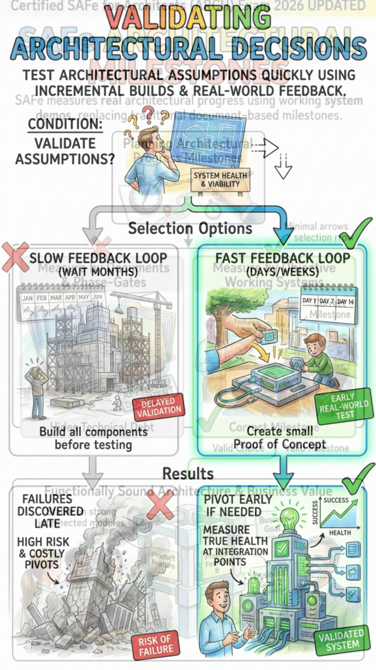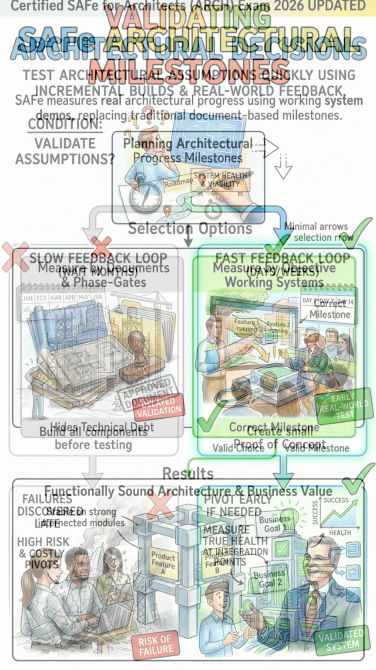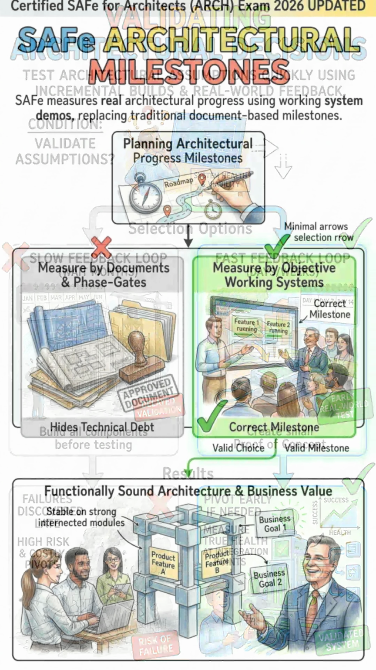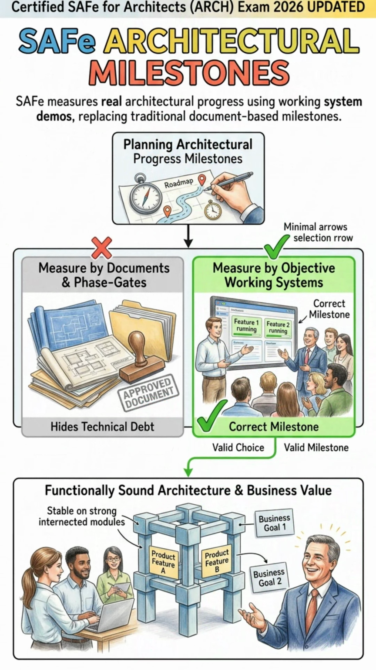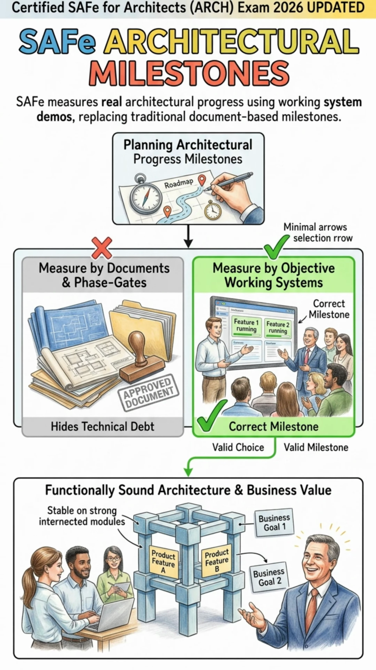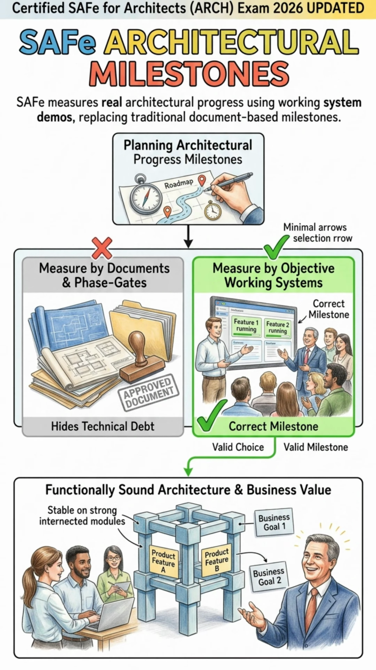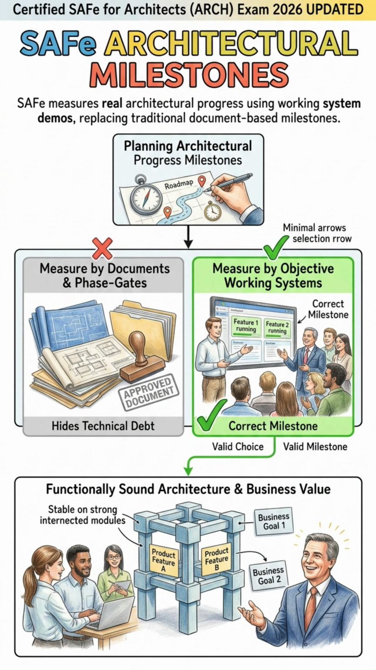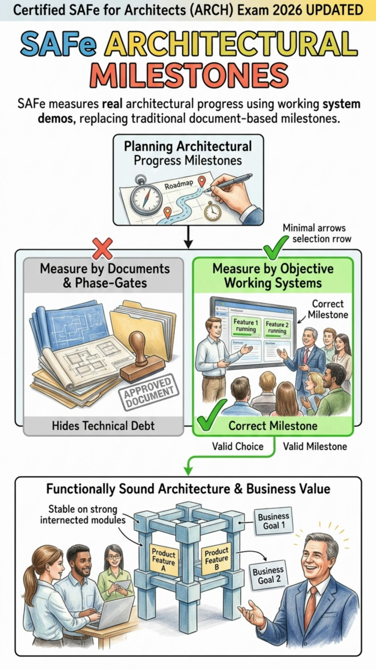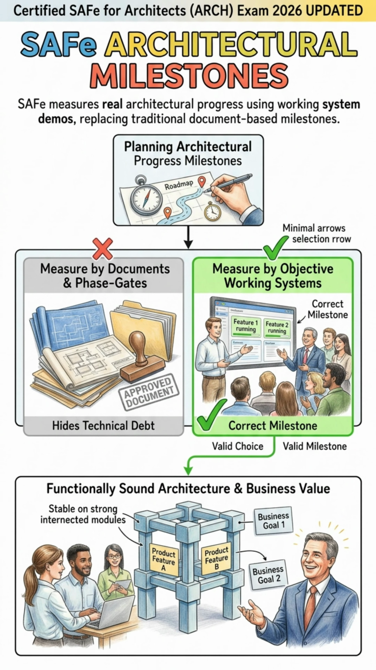Similarly, SAFe relies on basing milestones on the objective evaluation of working systems. In the past, progress was measured by completing design documents or passing phase gate reviews, which often hid massive amounts of technical debt. Now, your architectural progress is measured by actual, working software that can be demonstrated and evaluated by real stakeholders. This ensures that the architecture is functionally sound and actively supporting the features the business actually needs right now.